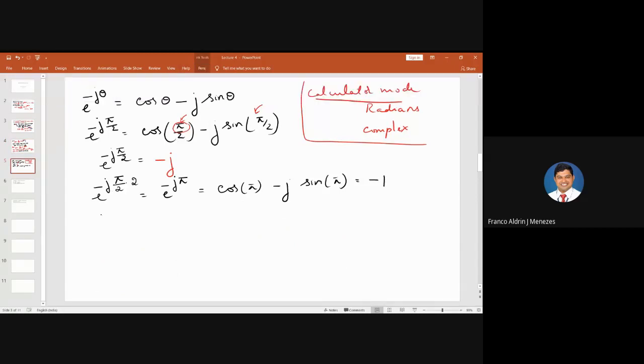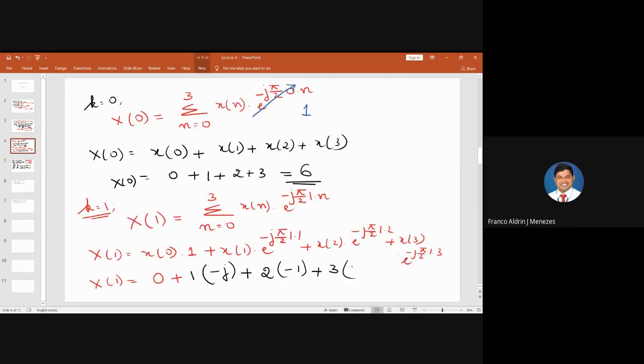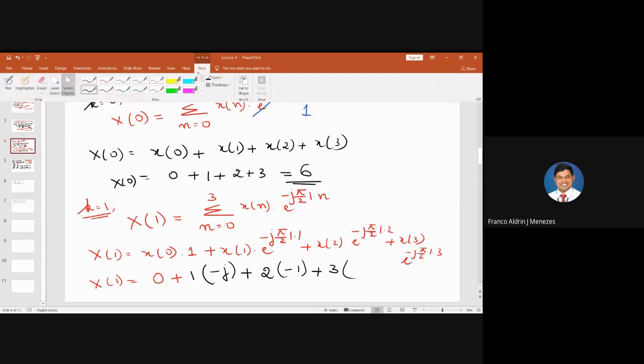So this will be e to the power of minus j pi by 2 into 3, or we can write it as e to the power of minus j 3 pi divided by 2, which is equal to cos of 3 pi by 2 minus j sine of 3 pi divided by 2. So what is this value? Cos of 3 pi by 2 minus j sine of 3 pi by 2. J, sir. J. It is plus j. Okay. So again, we will come back and substitute at this particular point.